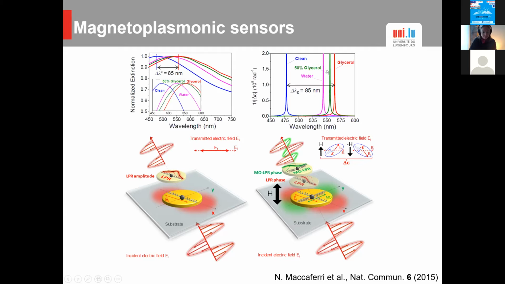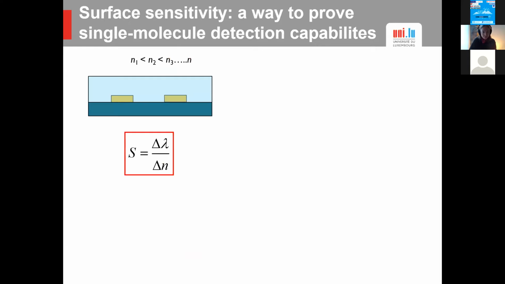This concept is general and was just a proof of concept to show that the shift we see in the extinction corresponds exactly to the shift we see in the ellipticity vanishing point. So we can use this approach to follow the variation of the local refractive index. But the point here is that we want to prove single molecule capability, so we have to go for surface sensitivity.